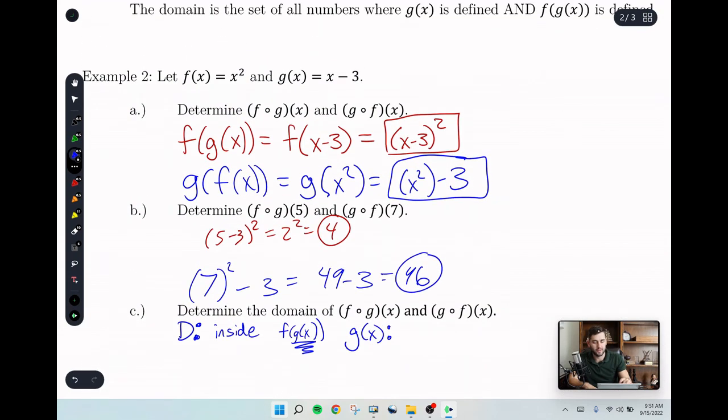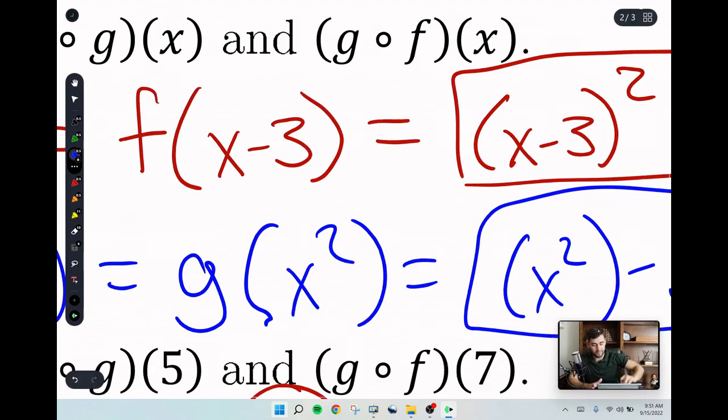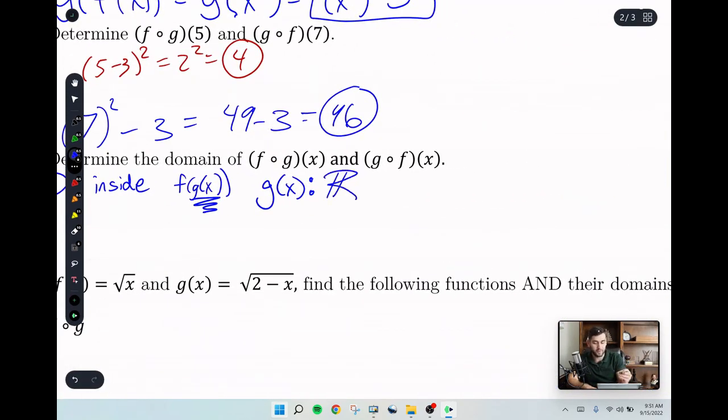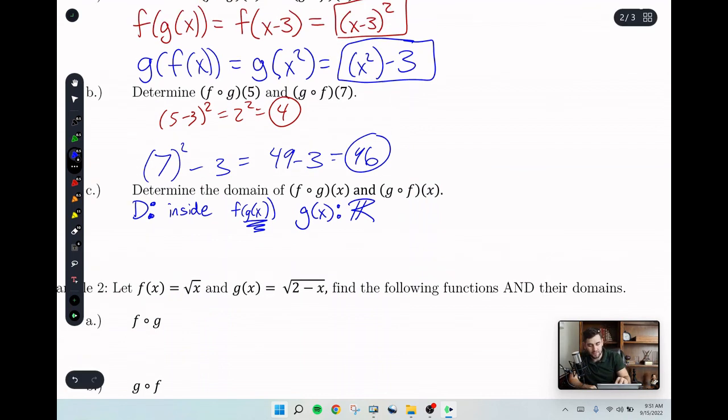Well, I'm going to go back up and look at g of x: x minus 3. Are there any bad numbers? Anything x can't be? No. That's a normal line that goes on forever to the left and on forever to the right, just shifted down 3. So the domain for g of x is all real numbers, right? And then you have to do the domain not of the outside function, but of the outside function with the inside function inside of it. So that would be the domain of f of g of x.